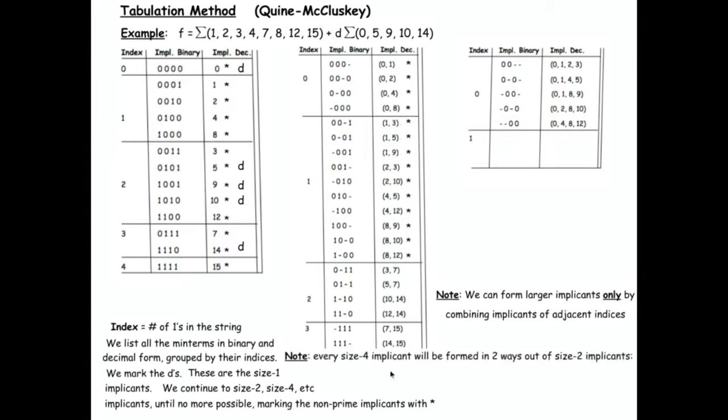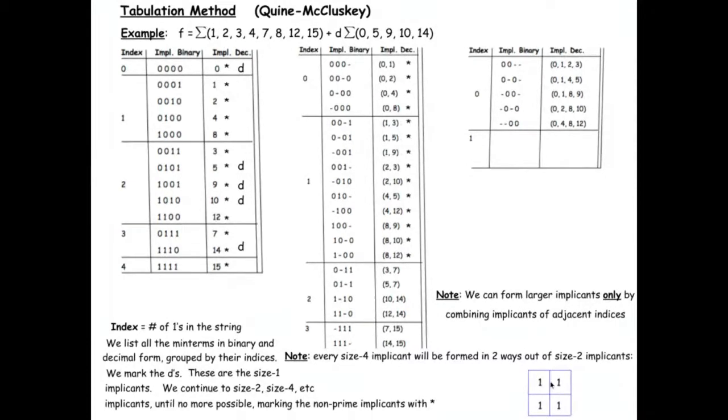Okay. Note, every size 4 implicant will be formed in 2 ways out of 2 size implicants, right? So for these 5, you will have encountered them twice, right? But that's fine. Obviously you don't repeat them. Now, why is that the case?